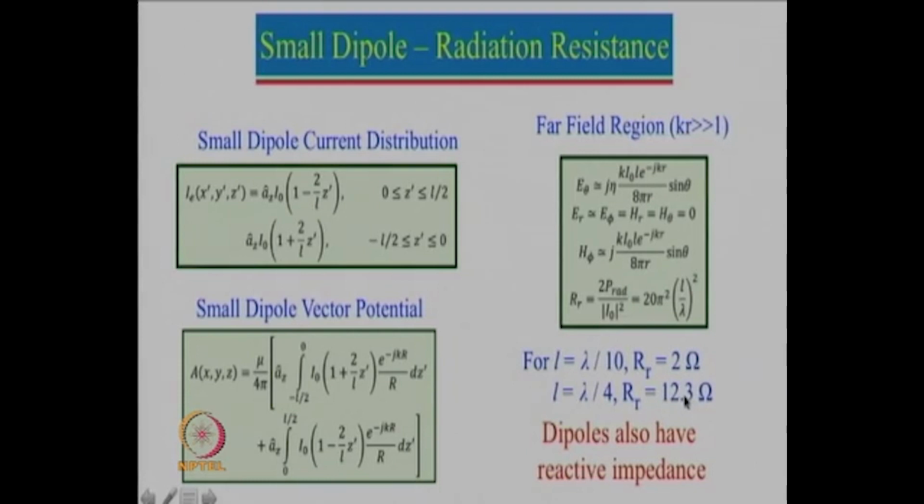And just as a discussion again, if we think the length is equal to lambda by 2, that means the length is increased by 2 times, so this should increase by roughly 4 times. That will become approximately 50 ohm. But this is the calculation for radiation resistance, and dipoles also have reactive impedance. In fact all antennas have a real part as well as a reactive part. So how do we calculate the reactive part?